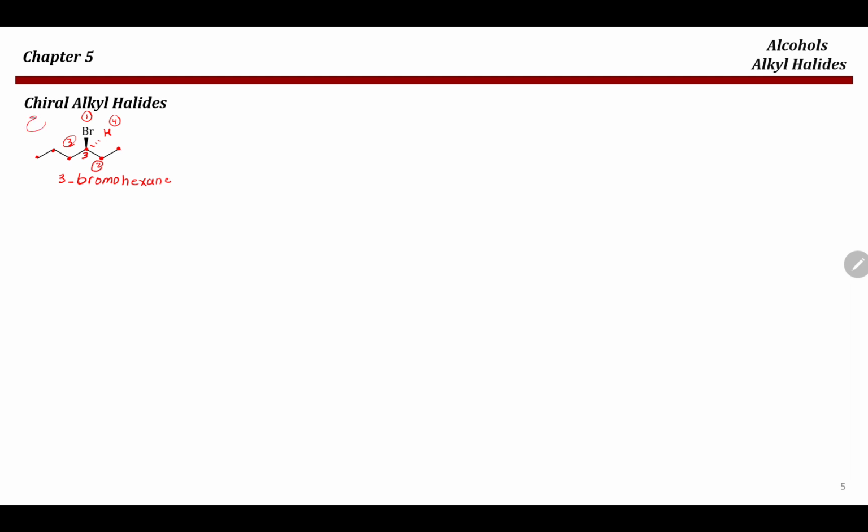So moving 1, 2, 3, we're moving clockwise. This is R, and that's why you have to put 3R between parentheses before the name. And this is how I include stereochemistry in the name.